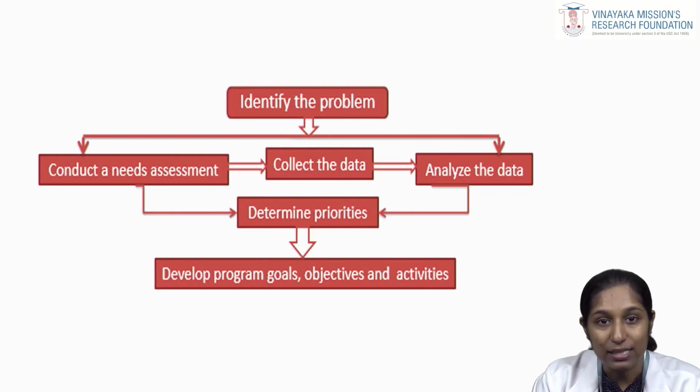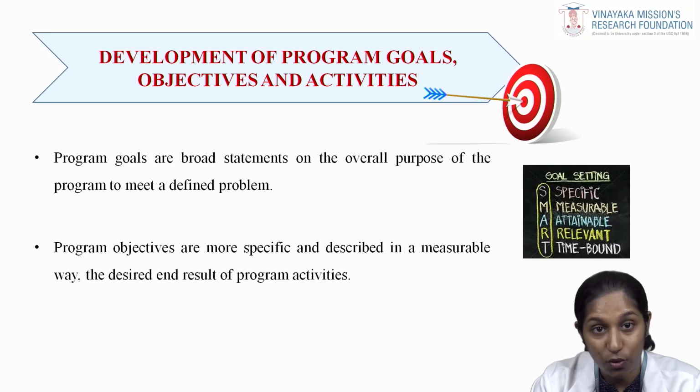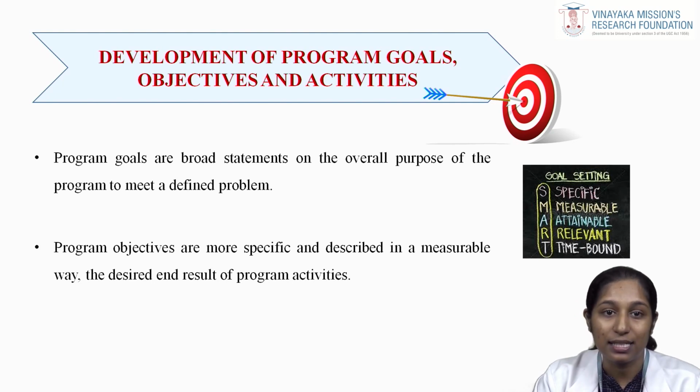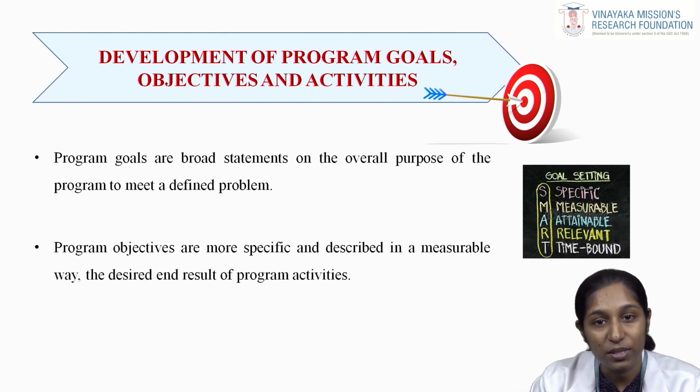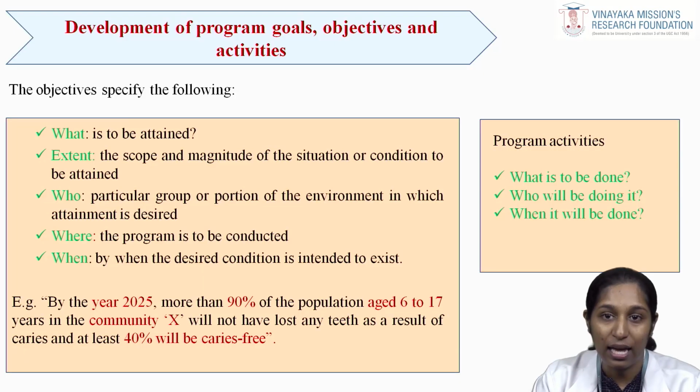The next step in the planning cycle is development of program goals and objectives. What are program goals? They are broad statements on the overall purpose of the program to meet a defined problem. It is the ultimate desired state towards which objectives and resources are directed. On the other hand, program objectives are more specific and describe in a measurable way the desired end result of the program activities. As I told, objectives are specific, and hence when an objective is designed, it should meet certain criteria, as you can see on the screen.